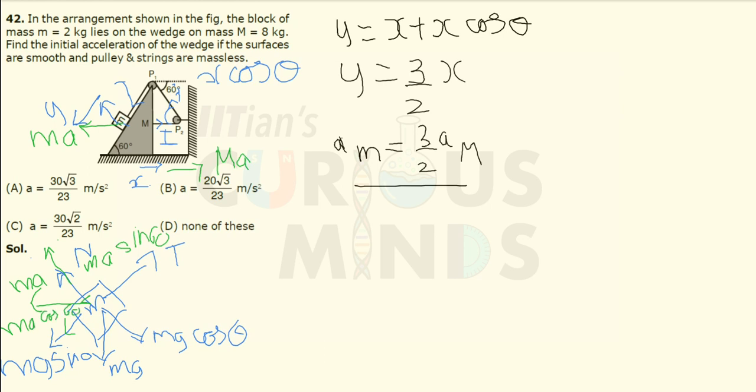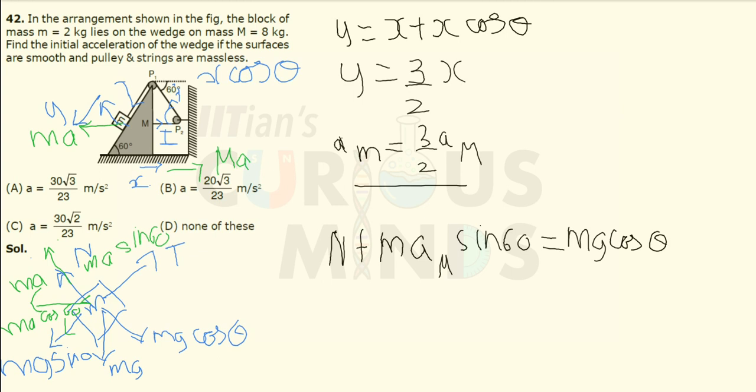So if I write down the forces over here, N plus m a sin 60, where the acceleration is of the larger block, I can write this as a_M. So N plus m a_M sin 60 will be equal to mg cos 60. Let this be the first equation. Now this is for the perpendicular direction.